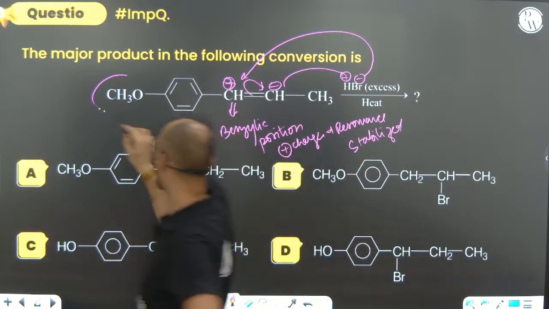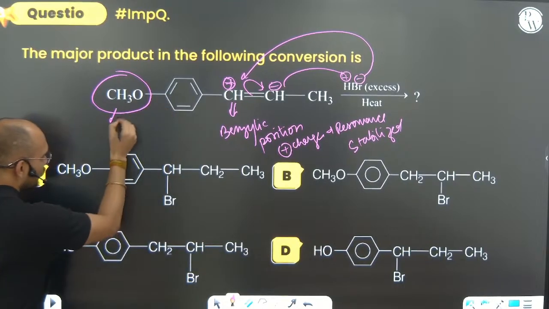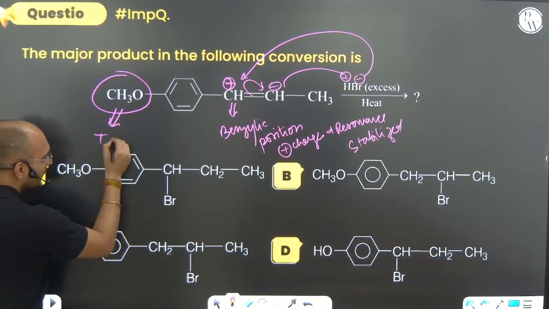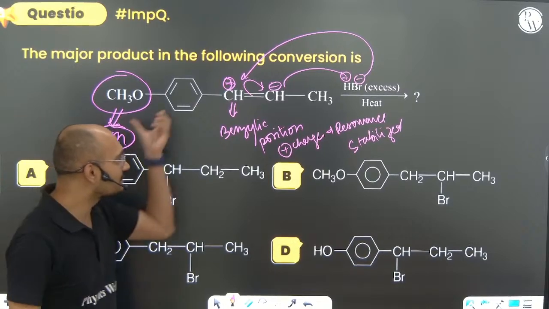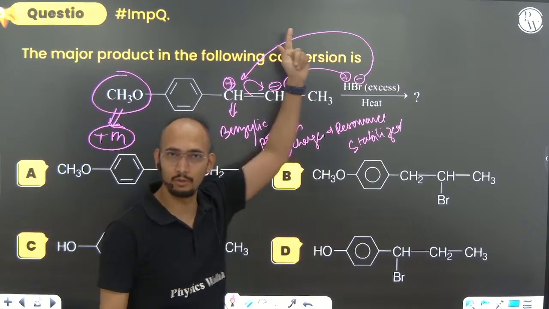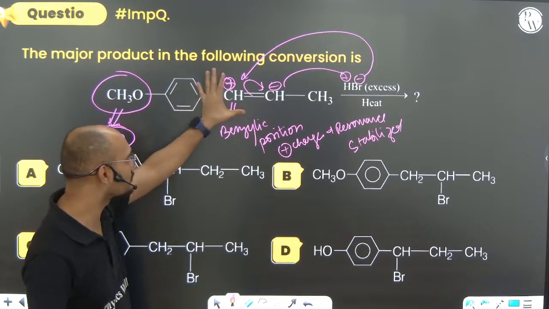And anyway, we have one more reason. The reason is OCH3 is there. That is what? Plus M effect. And the plus M effect will stabilize this positive charge even more. Yes or no? This will stabilize this positive charge even more.